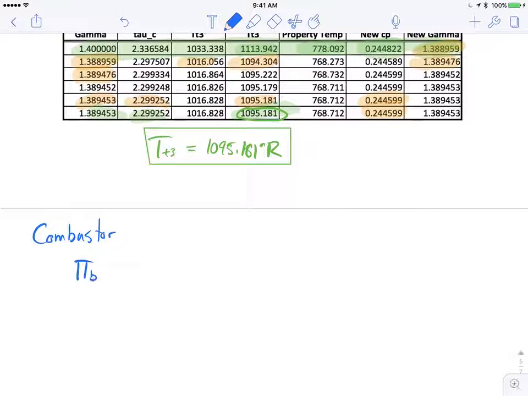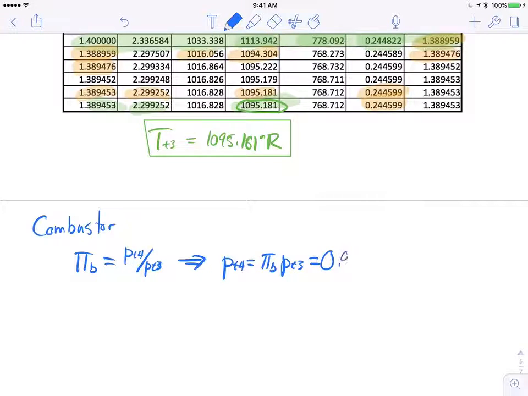We know that the burner pressure ratio, pi b, is equal to PT4 over PT3. And so, of course, we can solve that very easily for PT4 is equal to that burner pressure ratio times PT3. And we were given that the burner pressure ratio in this case is going to be 0.94. So some losses due to friction effects and mixing and other things in the combustor.